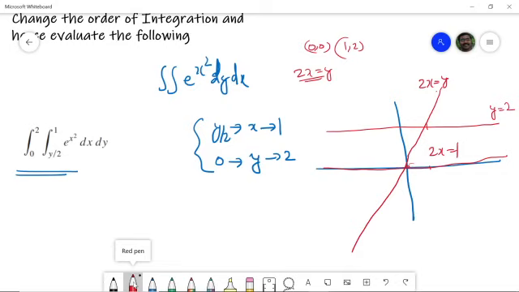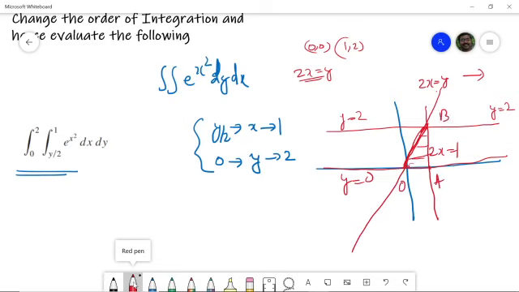Now if you look at the region here, what is the region? You can see that y is varying from 0 to 2, lying between both these lines, y equal to 2 and y equal to 0, and x is starting from y by 2 and moving horizontally, from y by 2 to 1. So this is the triangular region enclosed by OAB. This is the region here.